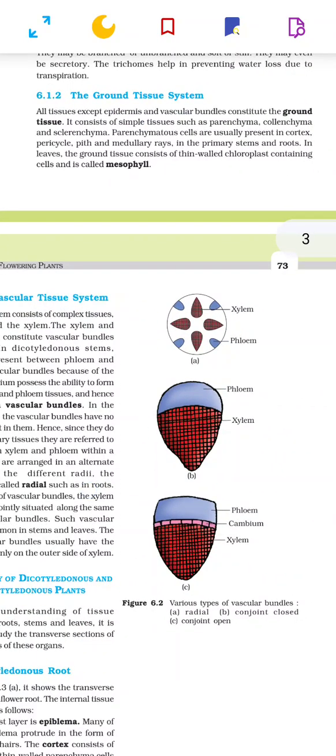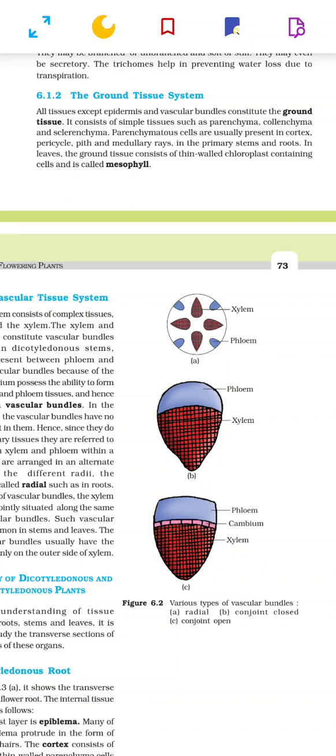In the figure, you can see various types of vascular bundle. Figure A represents the radial vascular bundle, figure B represents the conjoint closed vascular bundle, and figure C represents the conjoint open vascular bundle. In figure A, you can see the xylem and the phloem are present on different radii. They are not along with each other. That's why this is called a radial type of vascular bundle.